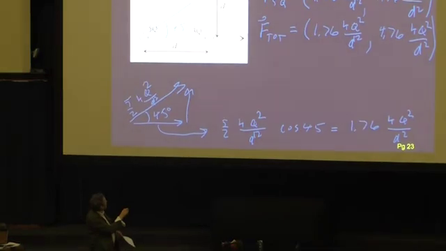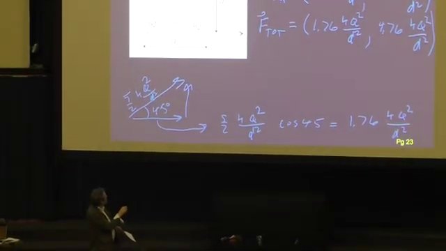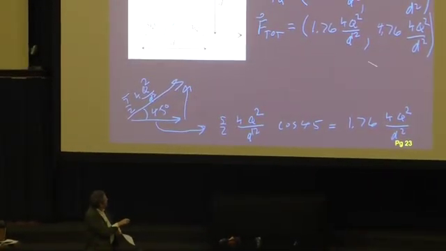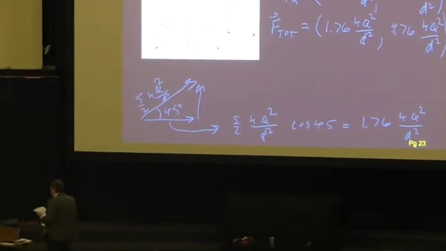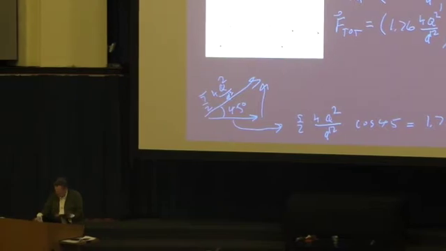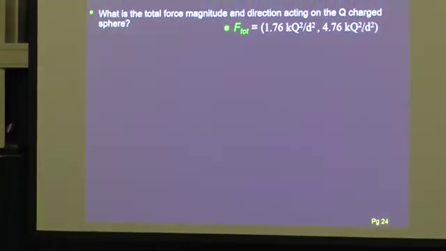It says, what's the total force, magnitude, and direction acting on that Q? So it wants the magnitude and direction, not the components. All right. And so you've got to go back to thinking about this vectorially. Here I put my F total again, 1.76 kQ squared over d squared, 4.76 kQ squared over d squared.